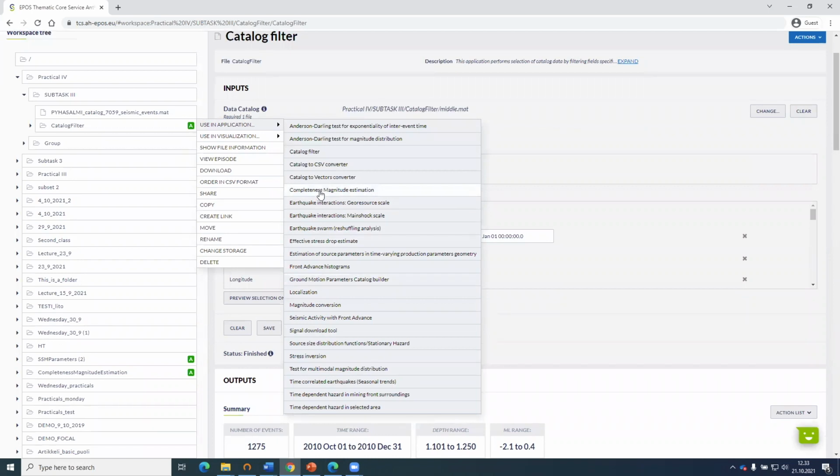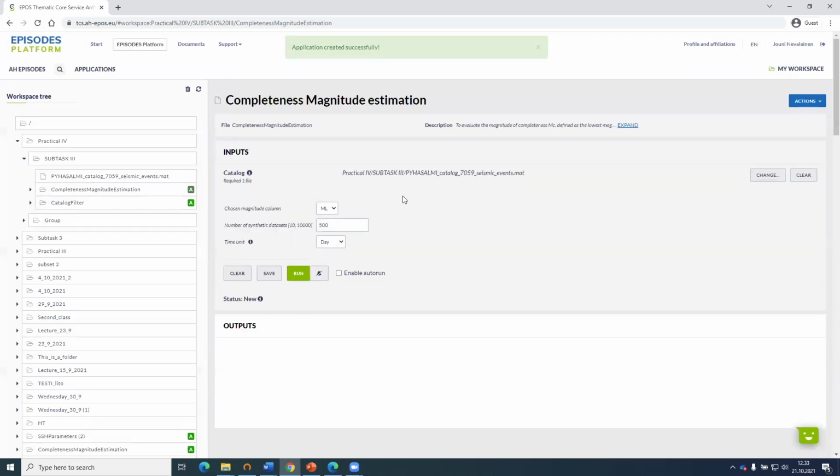Completeness magnitude estimation over here, like that. And this doesn't actually have too many input parameters. There's ML and then this synthetic dataset. It makes many versions of the catalog to increase the statistical reliability of this application. So we can just run it.